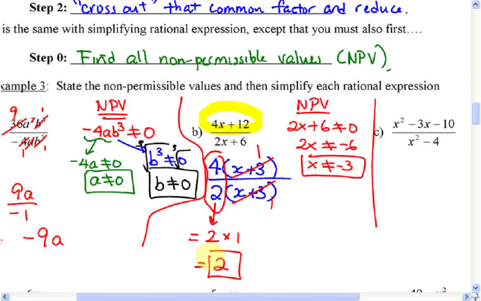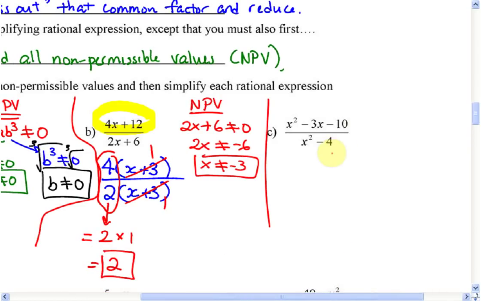Divided by 1. Okay, ladies and gentlemen, part C. Guess what you need to do? Back to the top. Factor the top. Factor the bottom. But before you do that, Ryan says NPVs first. You're right. Okay, now, to help you out with the NPVs, I would still suggest that you factor first. Because that denominator of x squared minus 4, if you factor it, it actually makes it easier for you to find the NPVs. So let's just see if we can factor this thing first, okay?